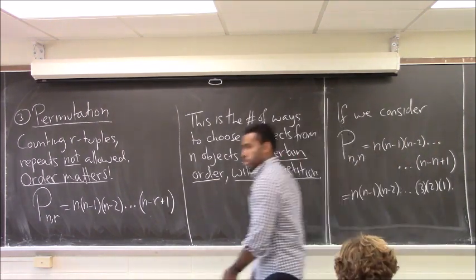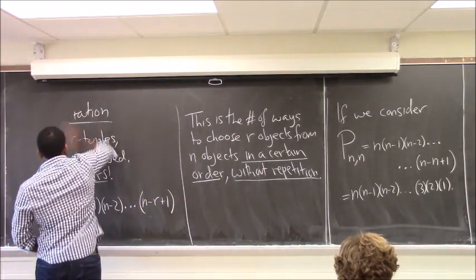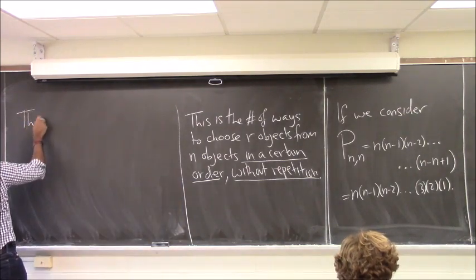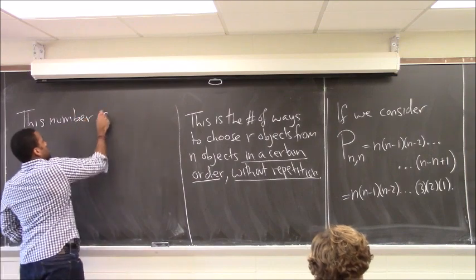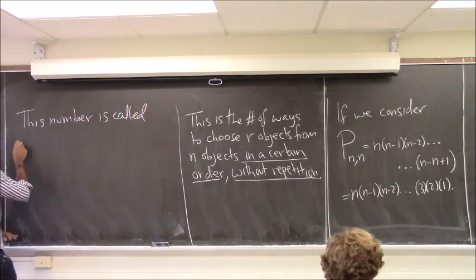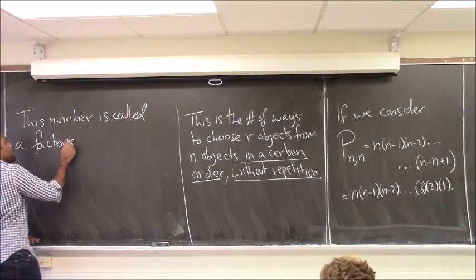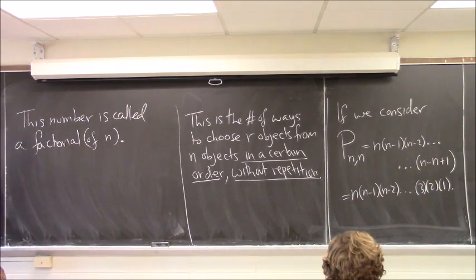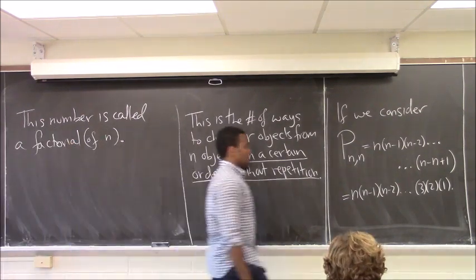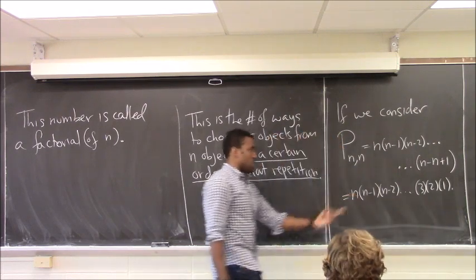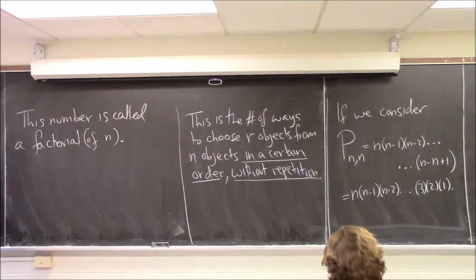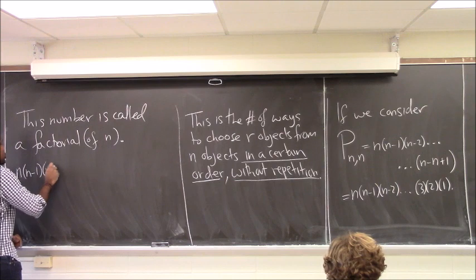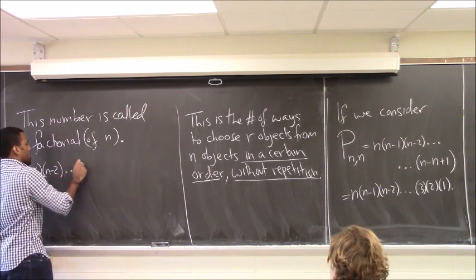Now there are a couple things I want to tell you about that number. This number is called a factorial. Okay. So if you start with a positive integer n, and you multiply all the integers starting at n going all the way down to 1, you have found n factorial. So n times n minus 1 times n minus 2, dot, dot, dot, all the way down to 3, 2, 1.